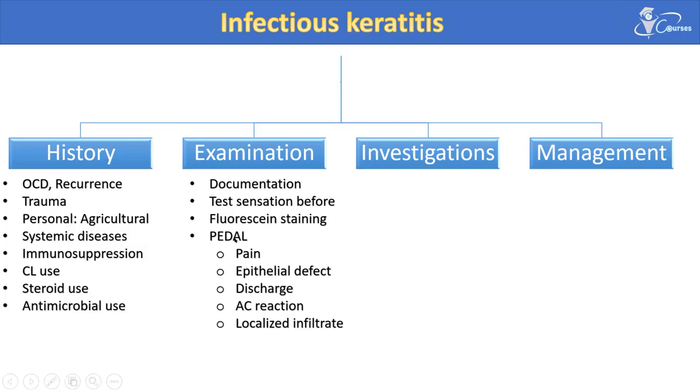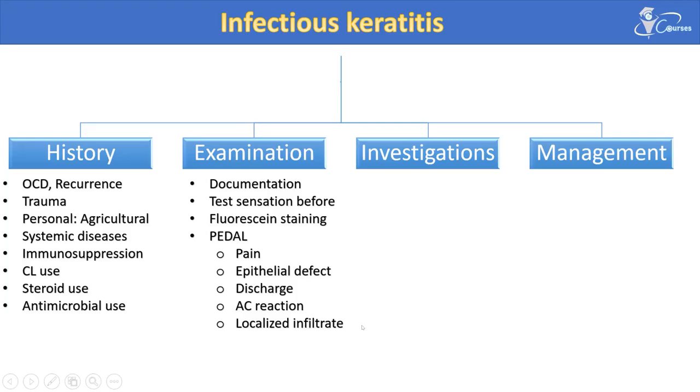And then we assess using the word PEDAL. What does this word refer to? Every letter counts for an important symptom or sign that is suggestive of infectious keratitis. P is for pain. The more pain, the more you think of infectious keratitis, but it is not mandatory. E is for epithelial defect. Again, it is suggestive, but not confirmation, of an infectious cause. D is for discharge, A for AC reaction, L for localized infiltrate.